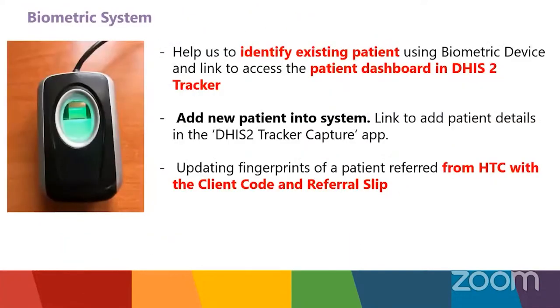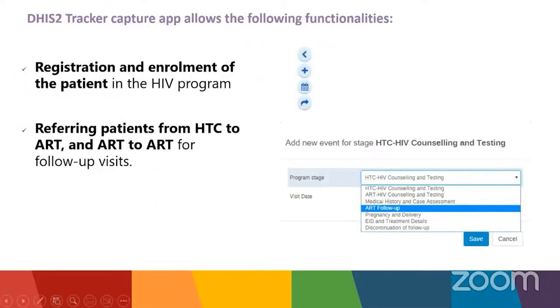As I mentioned earlier, the biometric system we use helps us identify existing patients and also helps us access the patient dashboard in DHIS2 tracker. It also helps to add a new patient into the system and link that patient data into DHIS2 tracker capture. And it also helps us refer patients. If a patient is coming from HIV testing sites to ART sites, this biometric system also helps to record the client code and identify that patient's record recorded in another site.